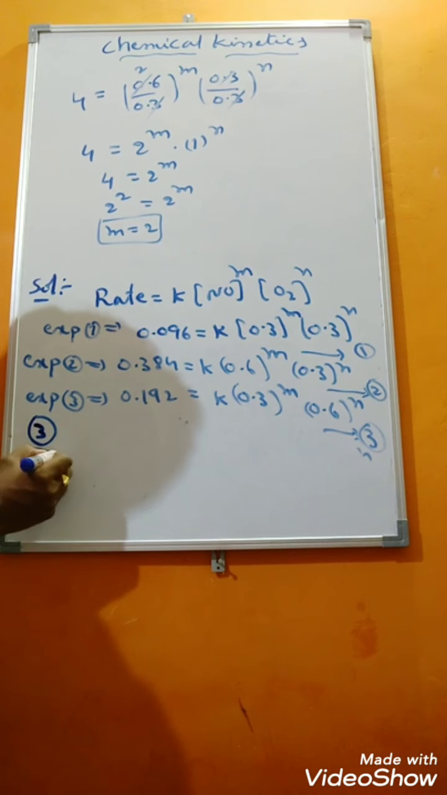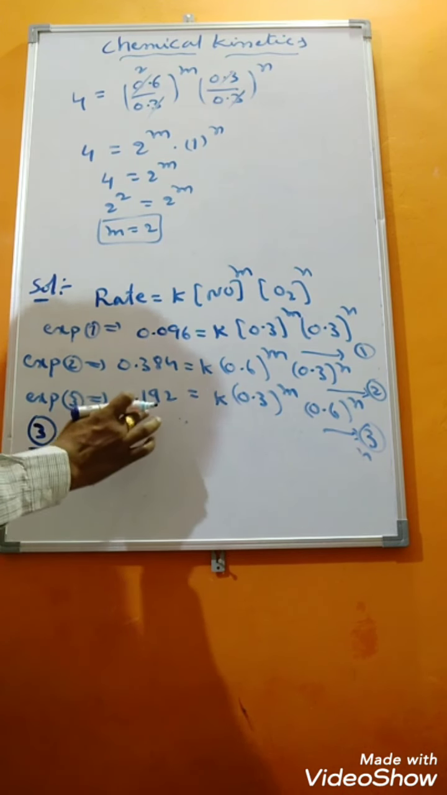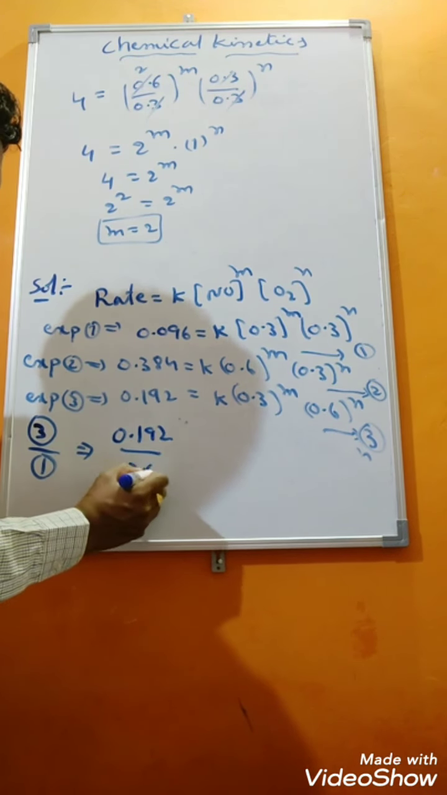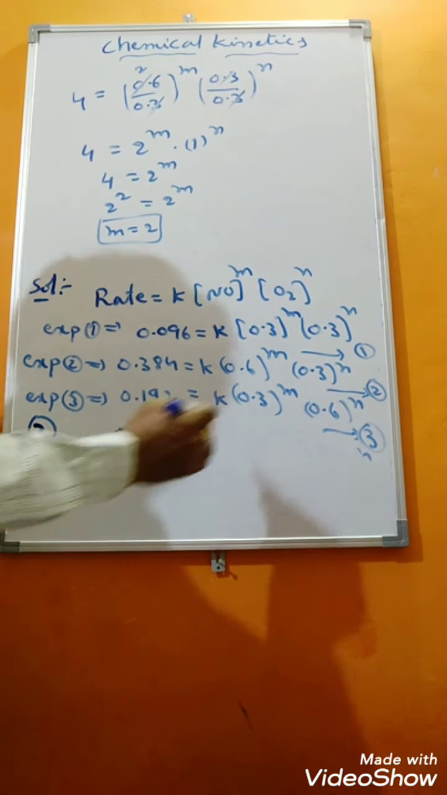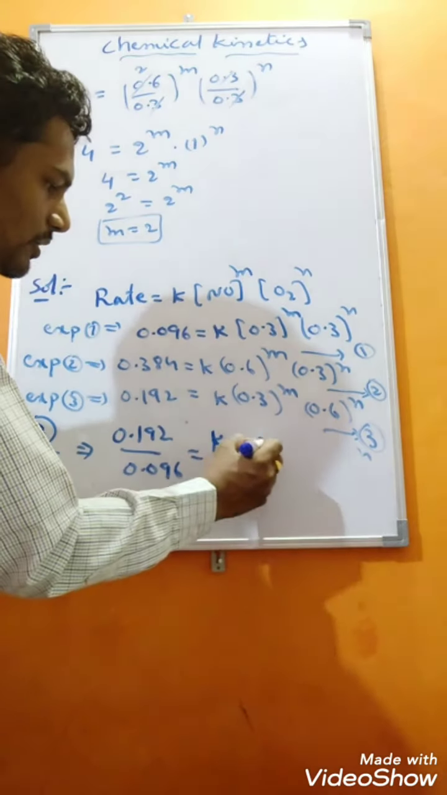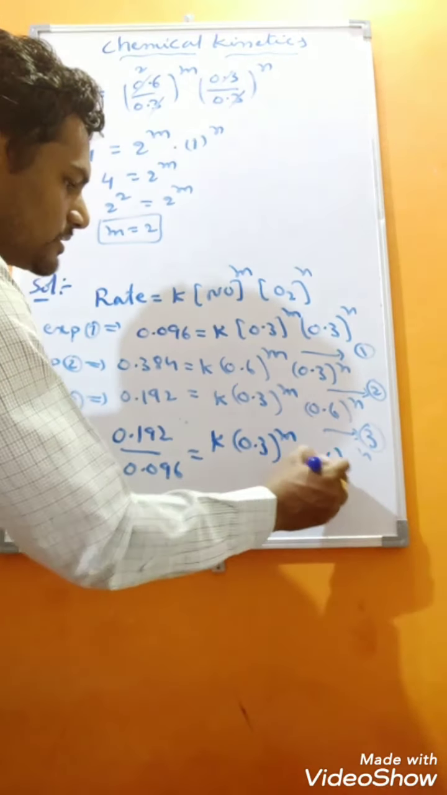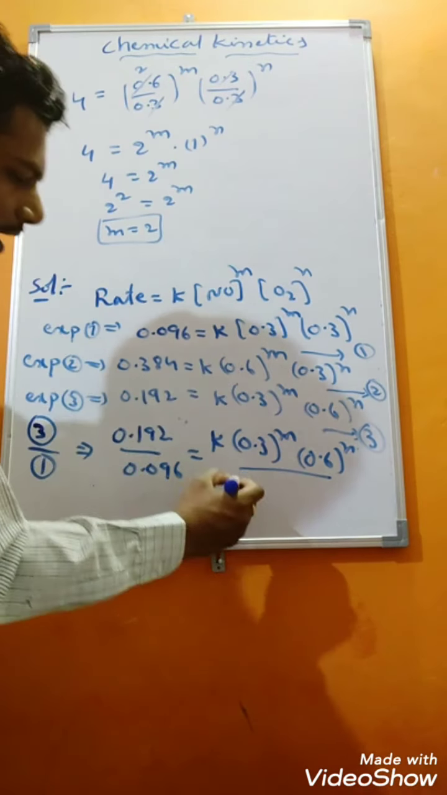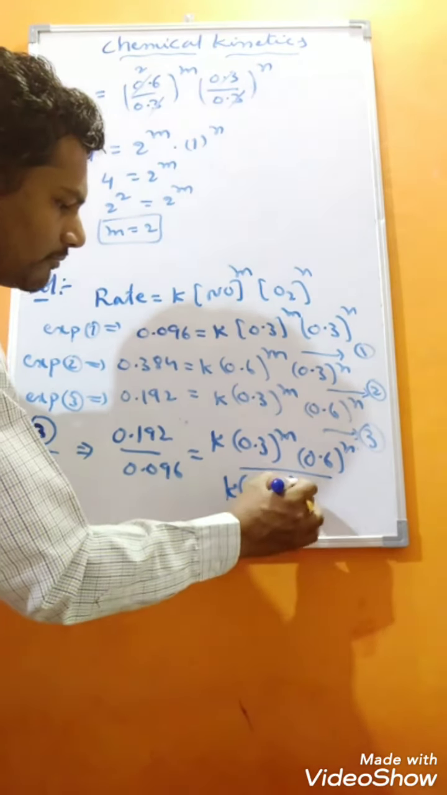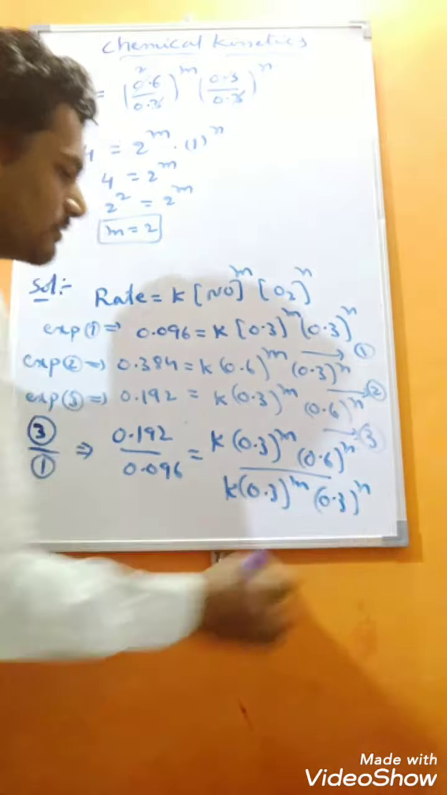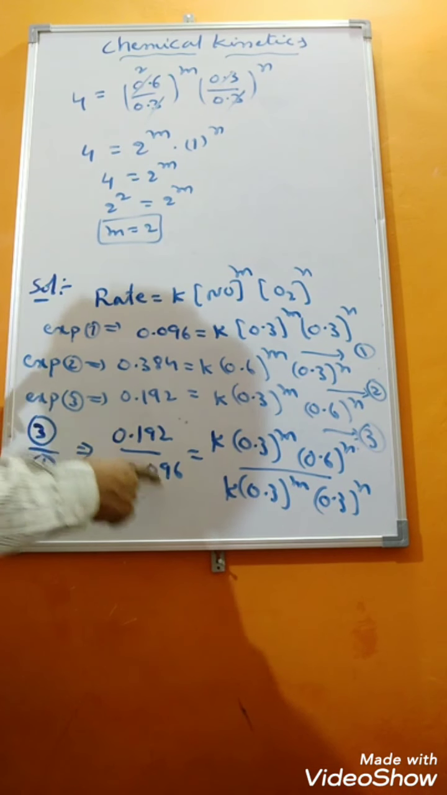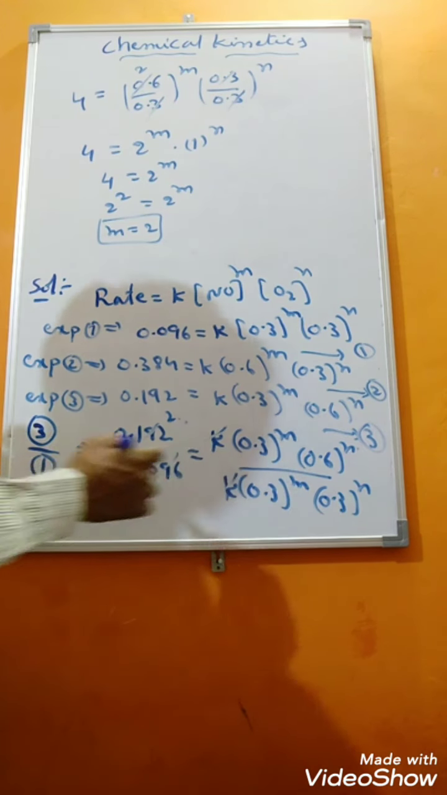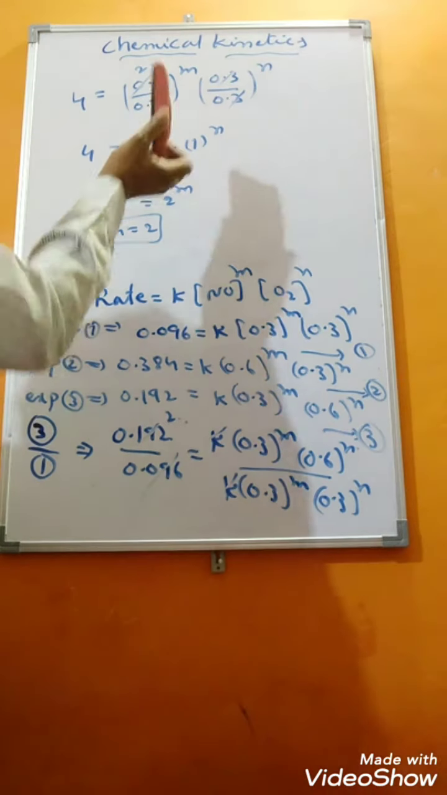I am doing 3 divided by 1. What will happen? On the left-hand side, the values are 3 value 0.192 divided by 0.096, which equals, on the right-hand side, k into 0.3 whole power m into 0.6 whole power n, divided by k into 0.3 whole power m into 0.3 whole power n, students. Right, students? Then how many times will it go here? 2 times. Just cancel it, you will get 2 times, and k gets cancelled. Then what will happen, you see that, students?